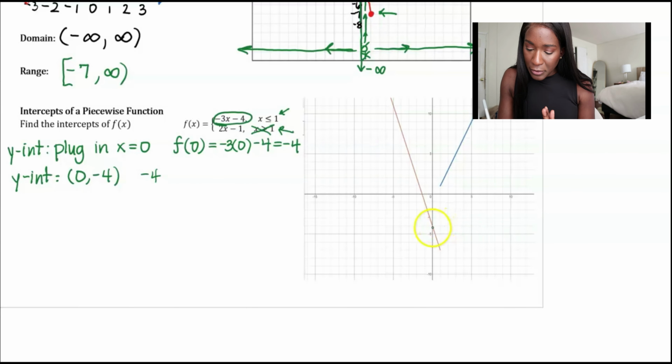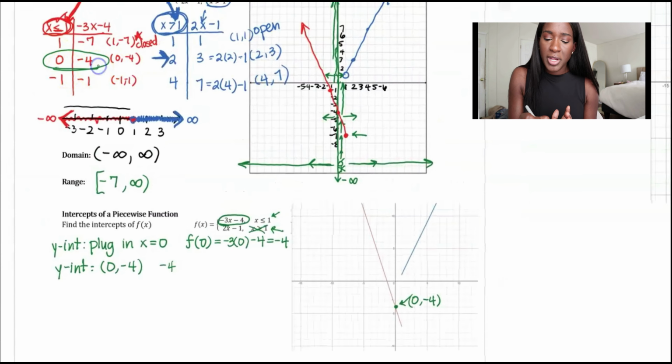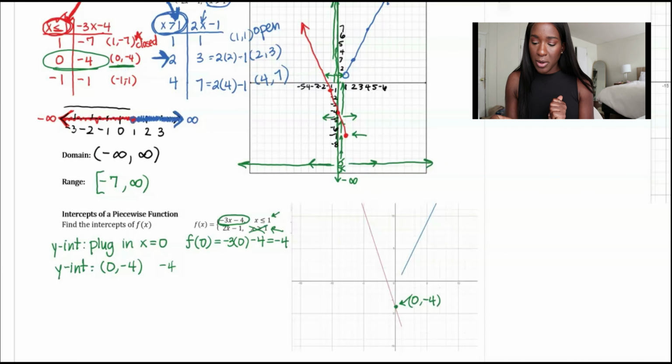So on this graph here, there is our y-intercept that is at the point (0, -4). Okay? And I think, in fact, yeah, we even saw that up here from our table when we plugged in 0 and we got out -4. Notice we did not use the blue piece. Why did we not use the blue piece?